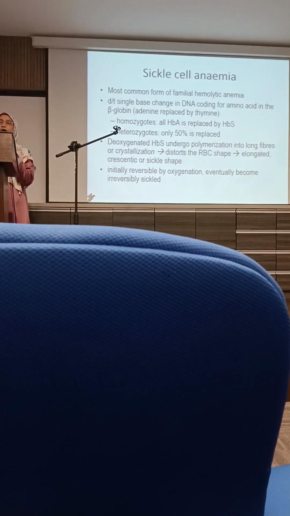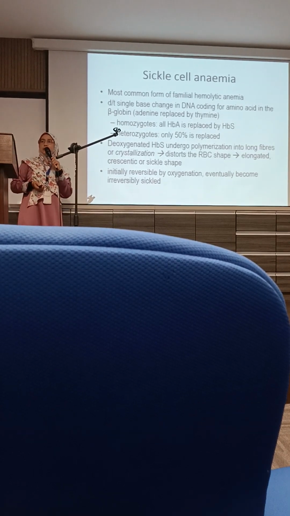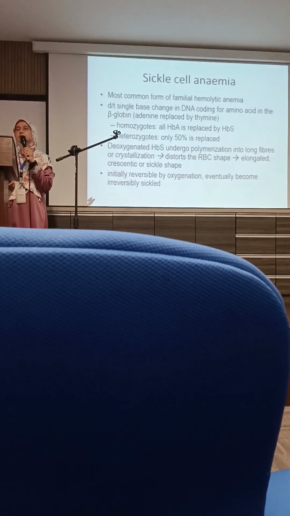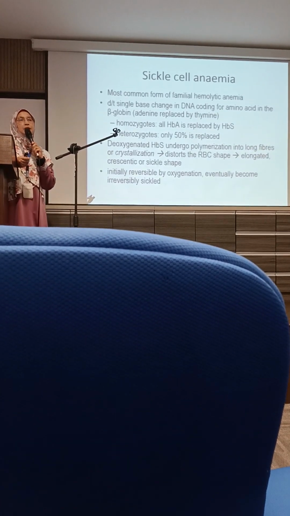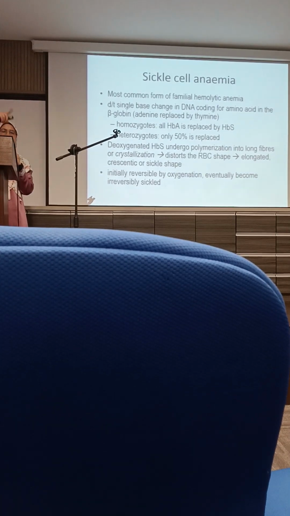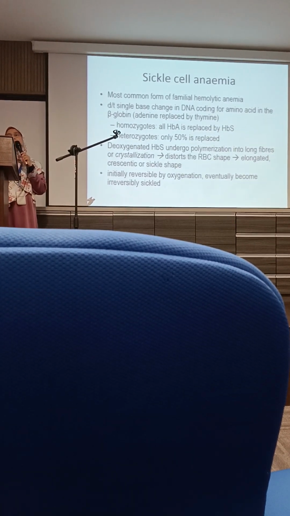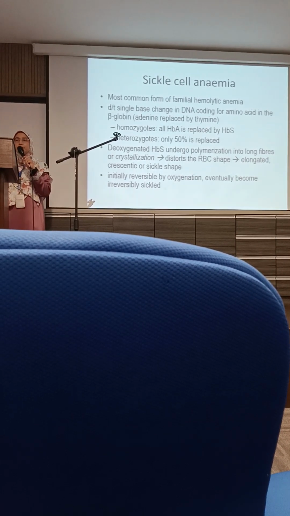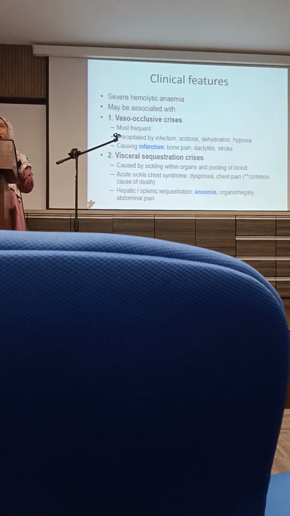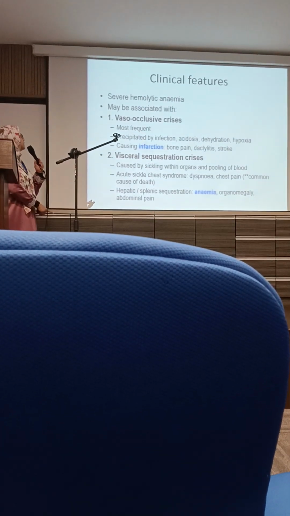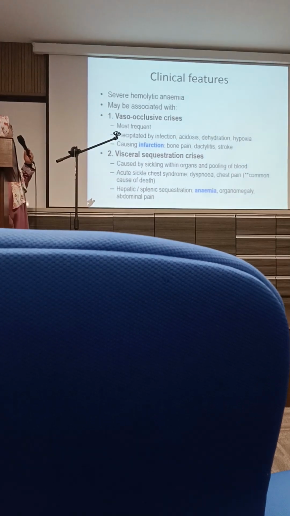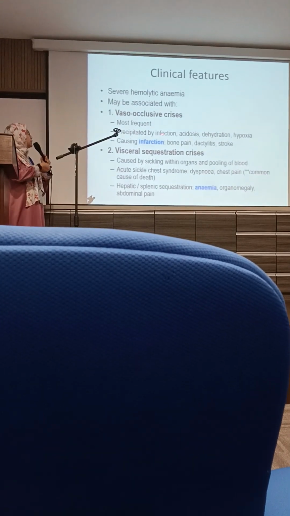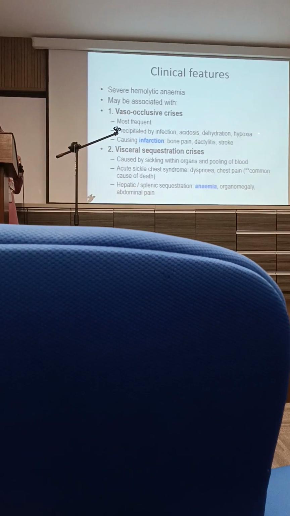So this deoxygenated hemoglobin S will undergo polymerization and they form long fibers or crystallization. So this will distort the shape and it becomes elongated and concentric. Dia nampak macam sickle. And initially it is reversible. Kalau you bagi oxygen, it can reverse back to normal, but eventually it becomes irreversible. So clinically, they can have severe hemolytic anemia and they can be associated with vaso-occlusive crisis. This is the most frequent, which is precipitated by infection, acidosis, dehydration and hypoxia.